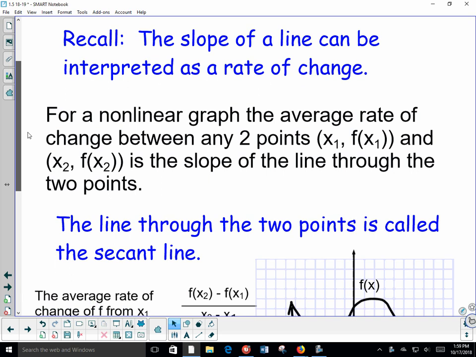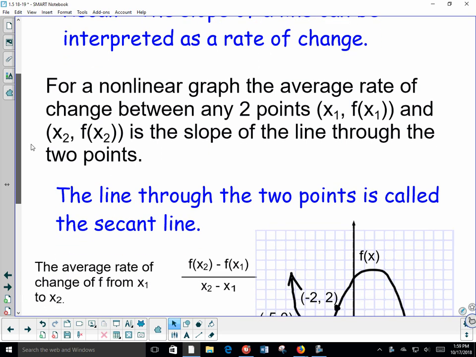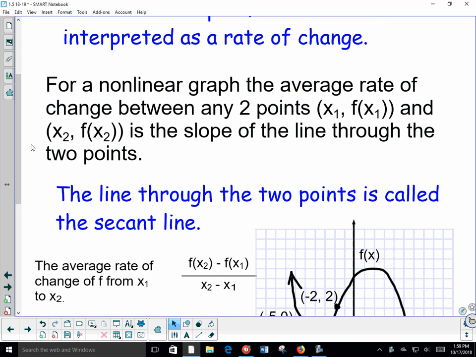So for a nonlinear graph, the average rate of change between any 2 points on a function is going to be the slope of the line that goes through those 2 points. And the 2 points can be written as x1 comma f of x1 and x2 comma f of x2. Those could be any 2 points on your function. And if we draw a line through those 2 points, we can talk about what's the slope of that line, and that line would be called a secant line.